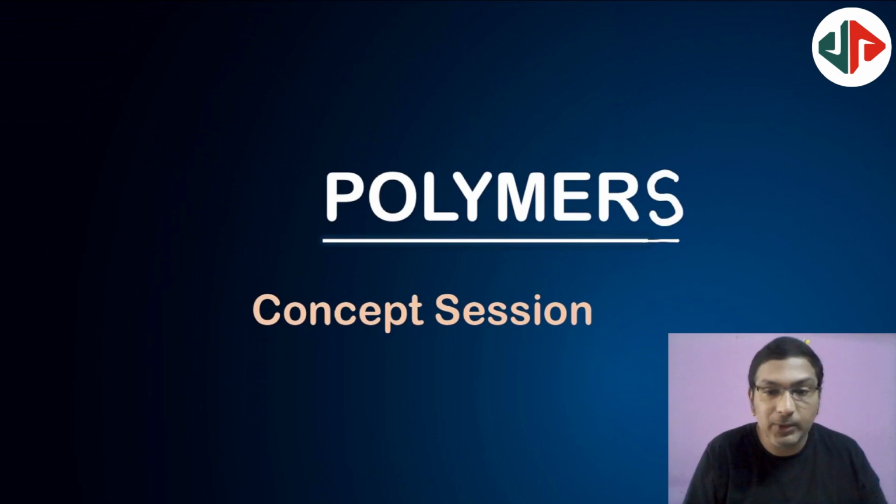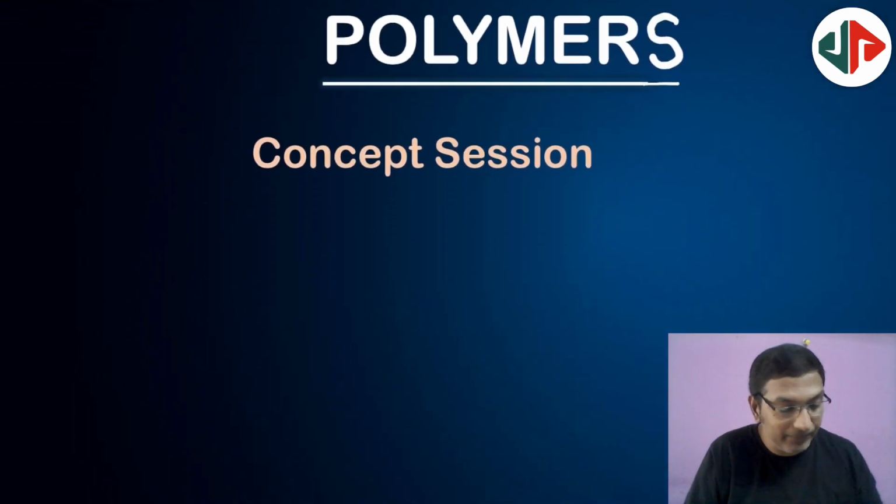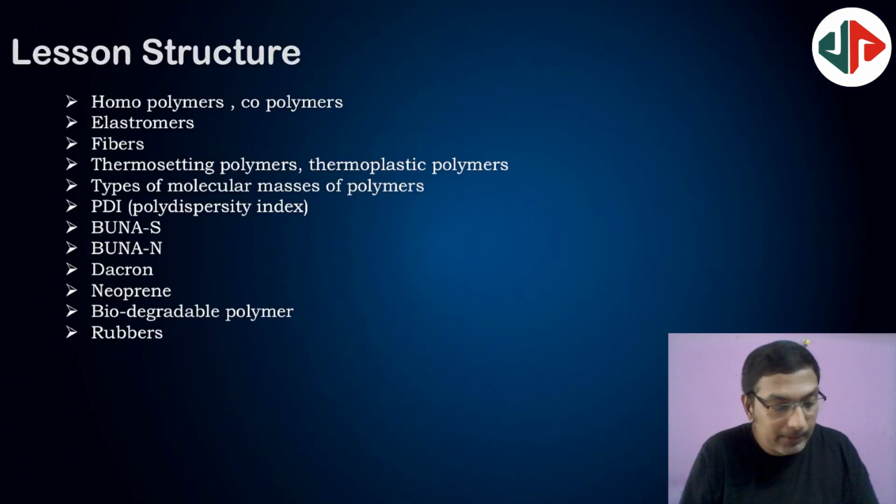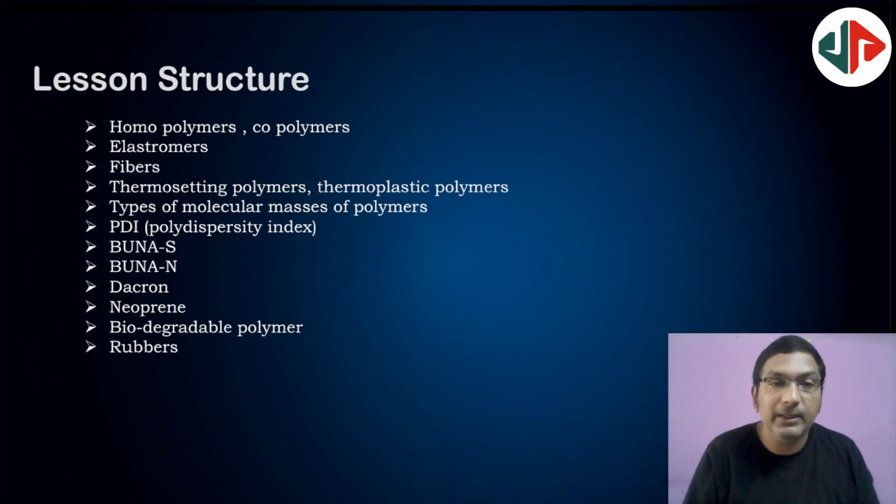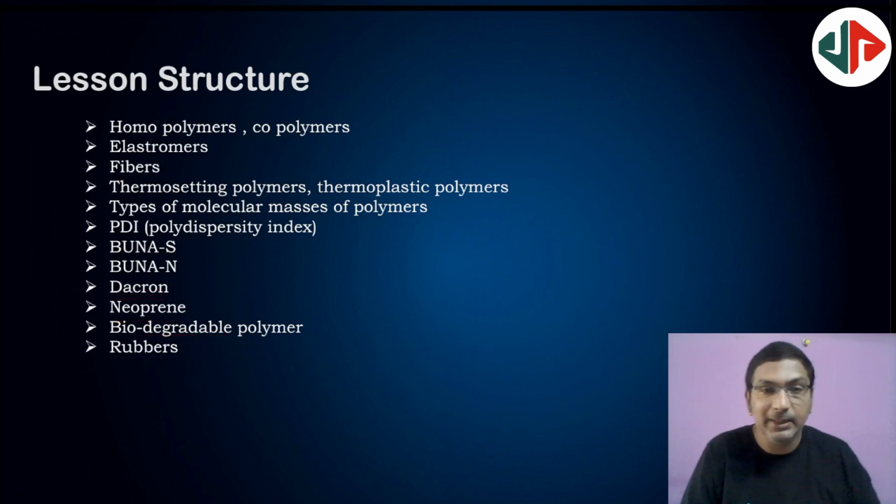In this video, I am going to explain about polymers. So first we will discuss synopsis points. Lesson structure. In this chapter we will discuss homopolymers, copolymers, elastomers, fibers, thermosetting and thermoplastics, types of molecular masses of polymers, PDI, polydispersity index, Buna-S, Buna-N, Dacron, neoprene, biodegradable polymers and different types of rubbers and uses.